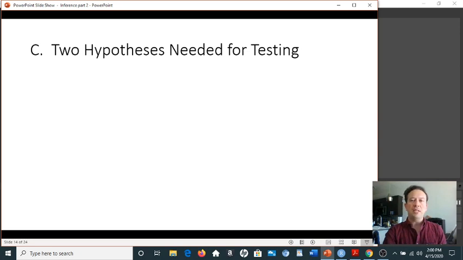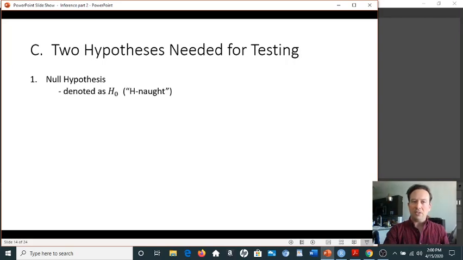Part C, the two hypotheses that are needed for testing. So remember, we need two hypotheses. We need a statement and its opposite. So first, there's what's called a null hypothesis, and it's denoted as H sub 0, or what people read as H naught, or people just call it H null, because naught and null have the same meaning.